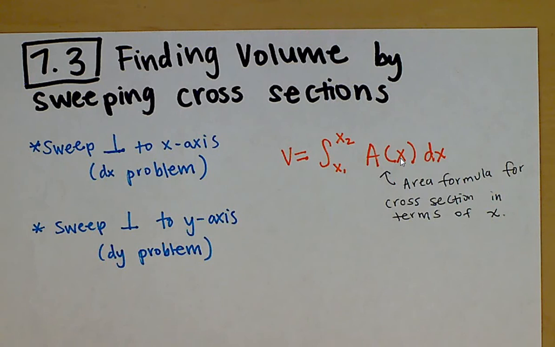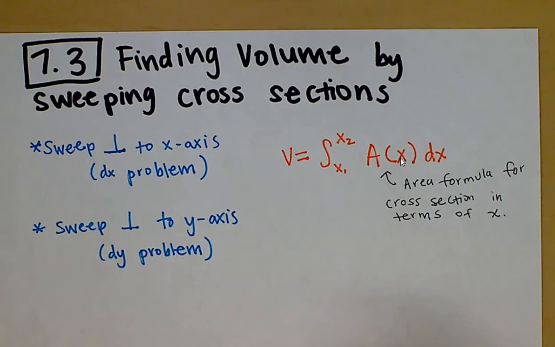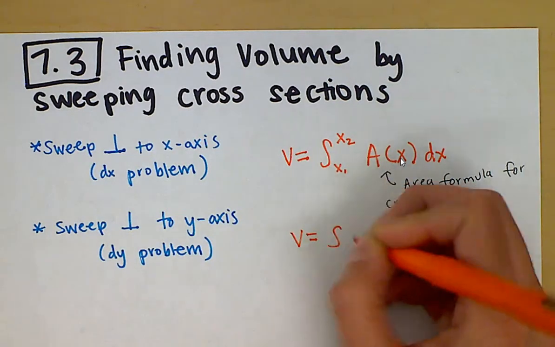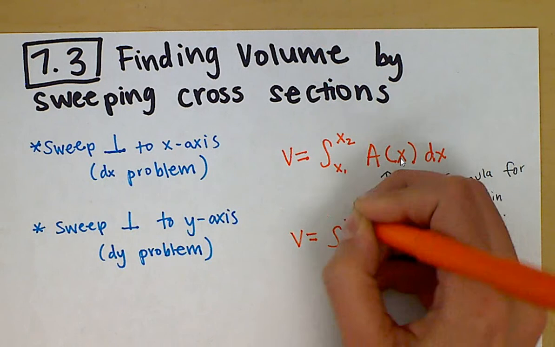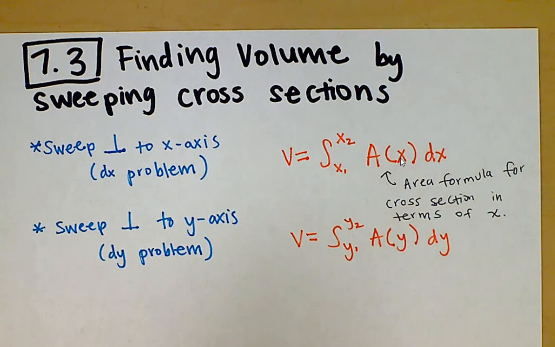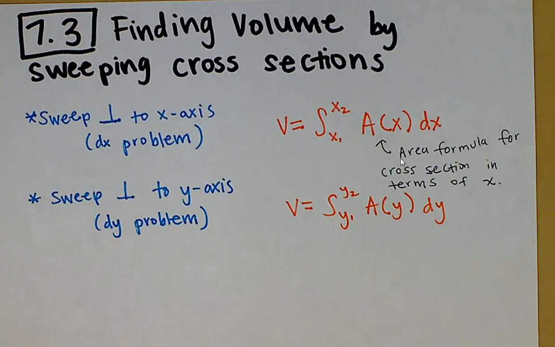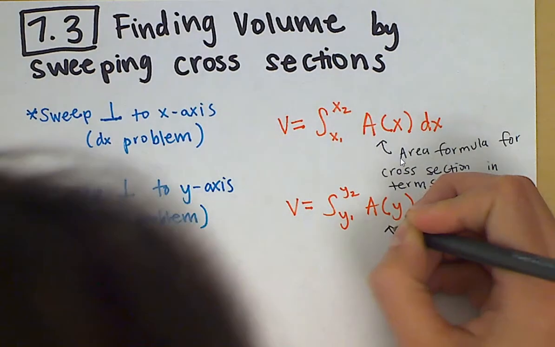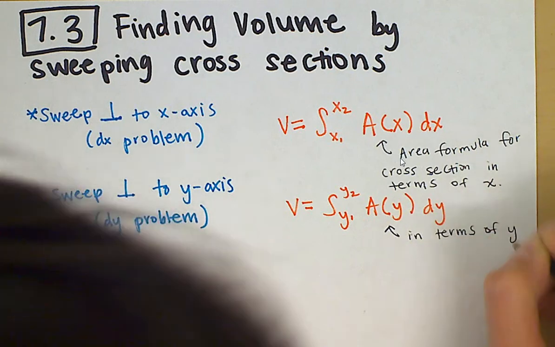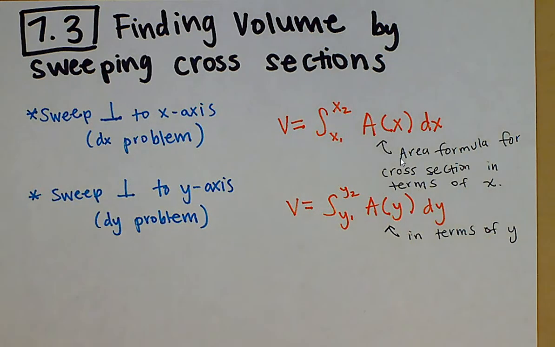You can pause the video and try to figure out what the volume will be if we sweep perpendicular to the y-axis. Pause that, try to guess it, and I will write it down now. So it's the integral from y1 to y2, the area in terms of y, dy. If you need to, you can make a note that this area formula is in terms of y. God, I hope my head wasn't in the way the whole time.